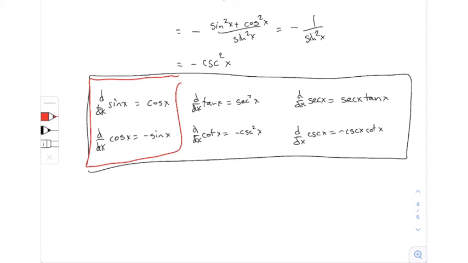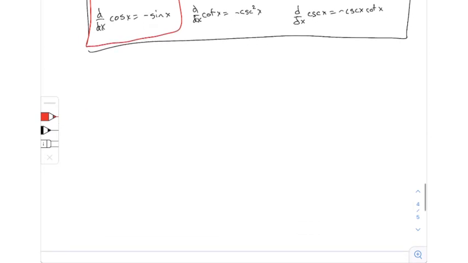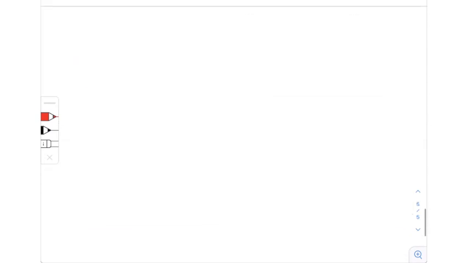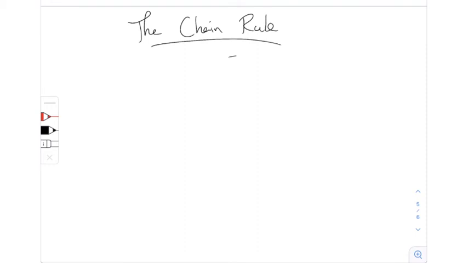Great, so now we can do derivatives of any trig functions. We've got 15 minutes left. I think that's enough time to start talking about the chain rule, which is our last of the major derivative rules. The chain rule, the most exciting name of all of them.